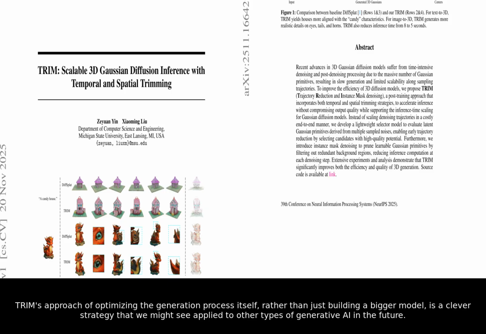TRIM's approach of optimizing the generation process itself, rather than just building a bigger model, is a clever strategy that we might see applied to other types of generative AI in the future.